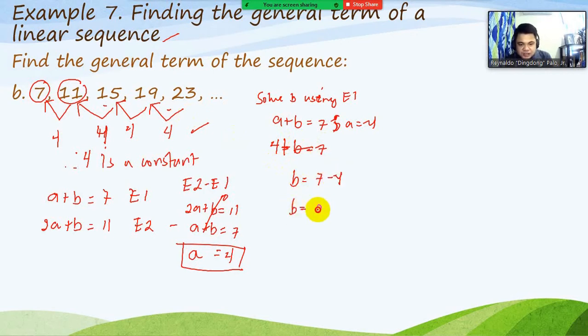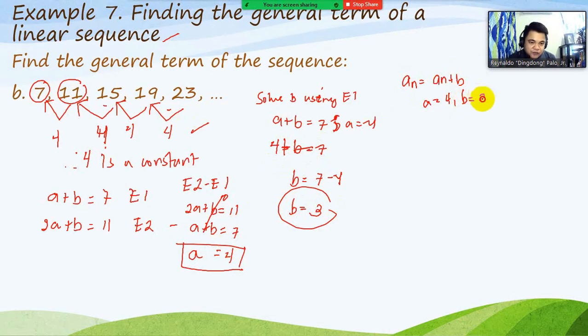B equals 3. Now it's time to write the equation using a sub n equals an plus b, wherein the value of a is 4 and the value of b is 3. So a sub n now will be equal to 4n plus 3. So this is now your final answer, or the general term of the sequence.